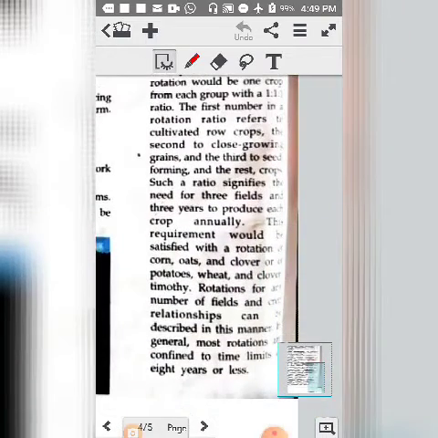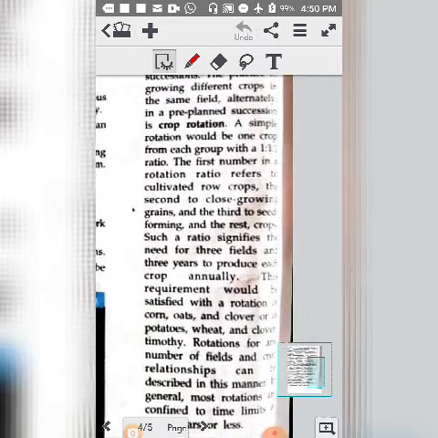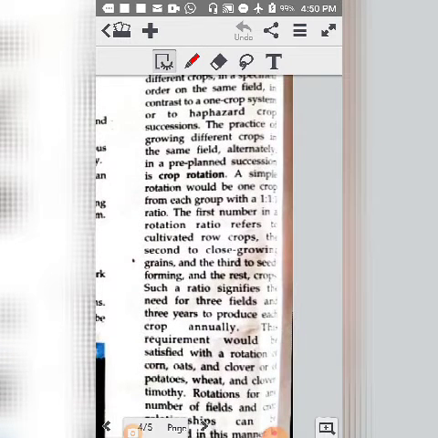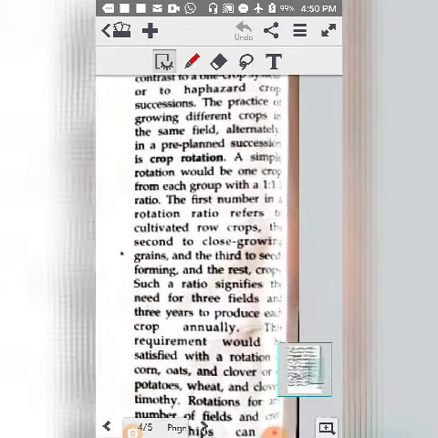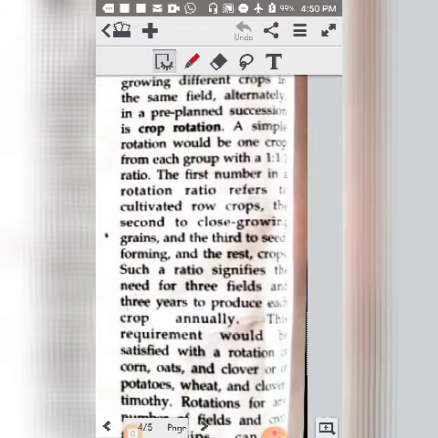You should know what crop rotation is. Rotation for the number of fields and relationships can be described in this manner. So the first number means the cultivated crops, the second means the close-growing grains, and the third means the rest of the crops, whatever is left, which goes in the next crop.